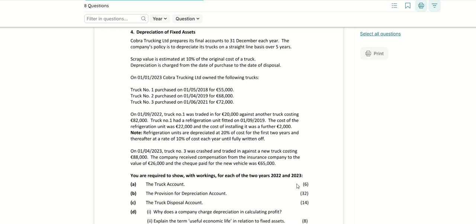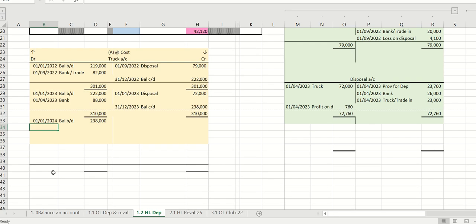Truck account, 6 marks. Provision for depreciation, 32 marks. That is the bulk of the marks, and it's going for the calculations you've done in your table. The truck disposal account, 14 marks. They didn't ask us here for the extract, but I'm just going to do it just in case they did in another question.